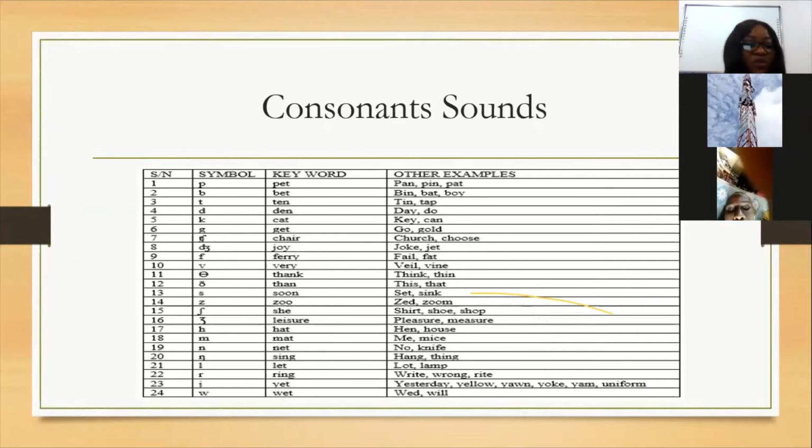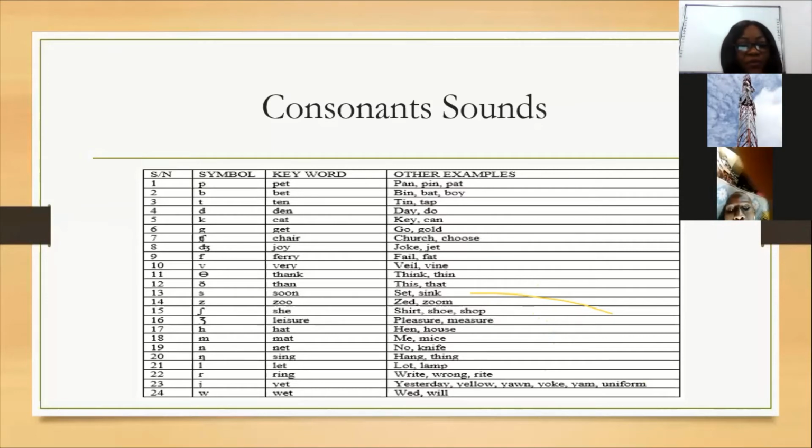The difference between consonant number 11 and the T sound is that you put your tongue in between your teeth to pronounce it. The difference between consonant number 12 and the D sound is the same thing. You put your tongue in between your teeth to pronounce the sound.